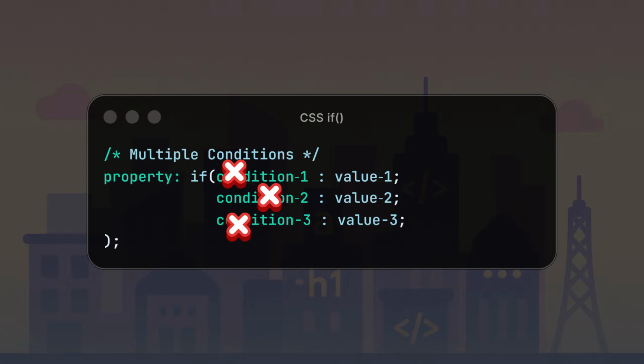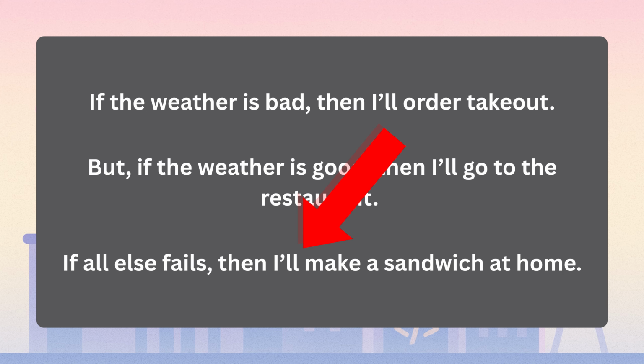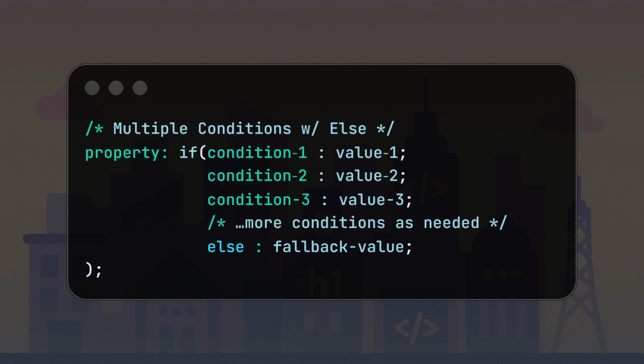Now that none of our values are applied part may be a problem for some layouts, and that's why we can have a fallback value by using else. Think back to our visualization, specifically to the condition that stated, if all else fails, then I'll make a sandwich at home. This is what else does for us. If all our conditions come back as false, then the fallback value is applied.